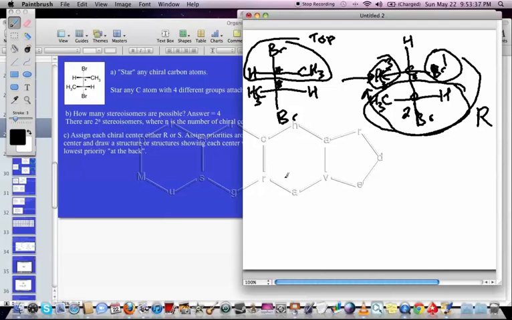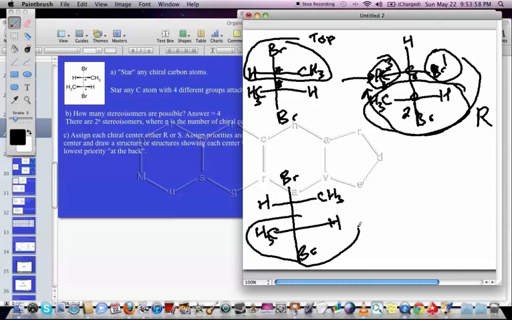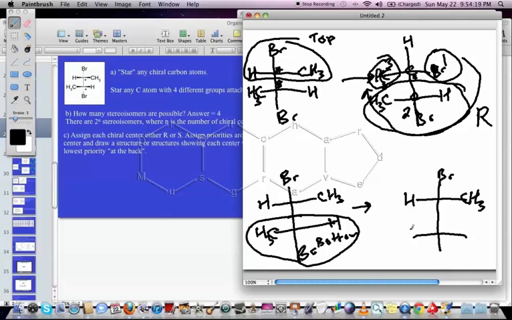Now what I'm going to do is I'm going to redraw this compound. And I'm going to put the lowest priority group in the back on the bottom one. So we're just interested now in the bottom chiral center. Now again, I'm not interested in the top. I've already fixed that up. Let's look at the bottom.